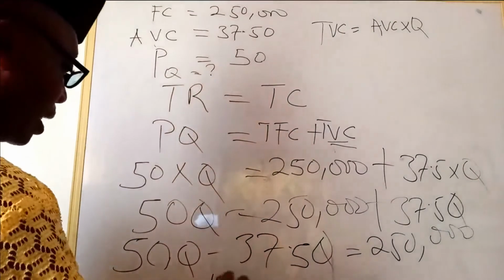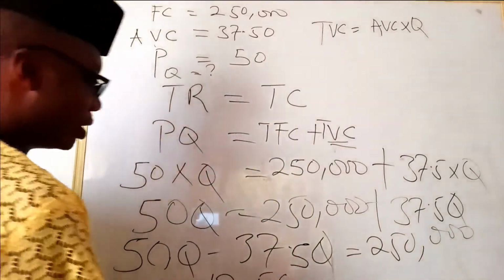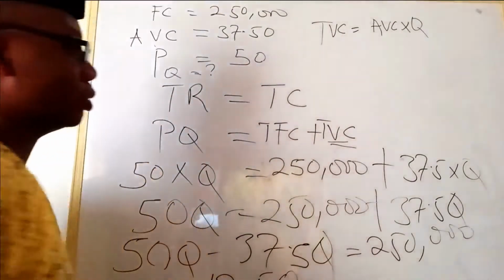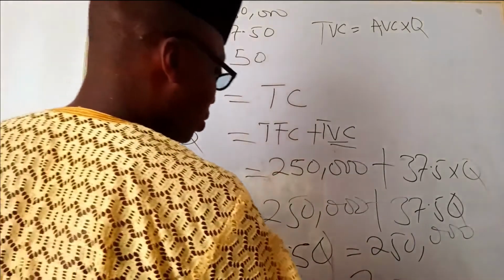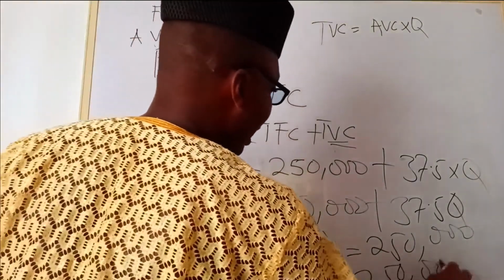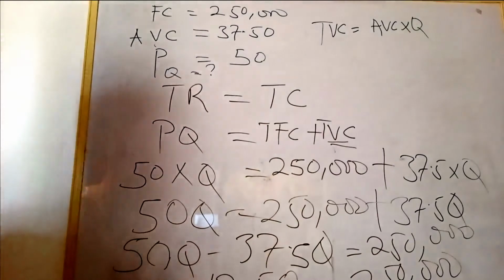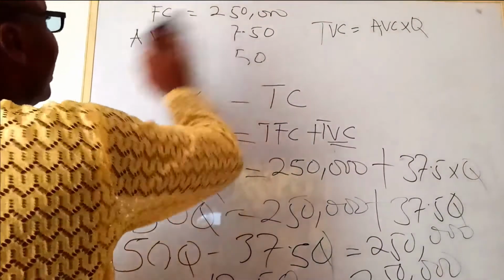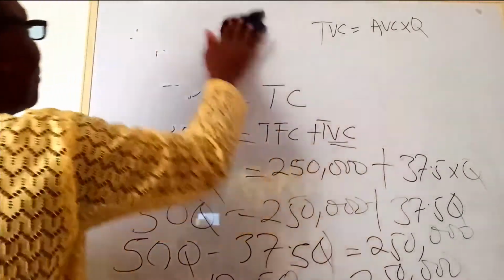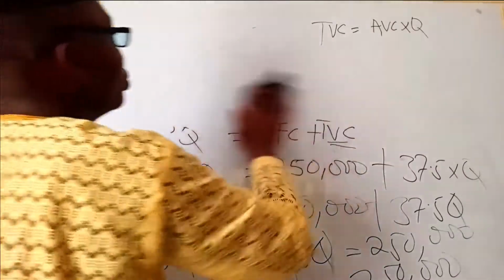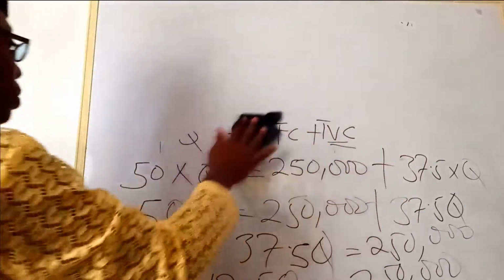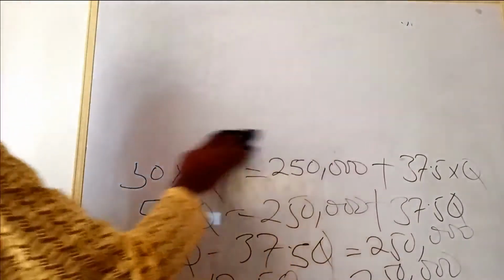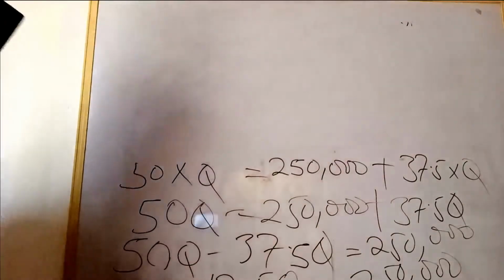Take this, you get 12.5Q equals 250,000. I hope you are following. Okay, so that's where we are now. We want to get the value of Q. So this is the value of Q.